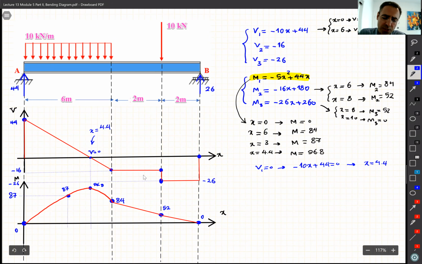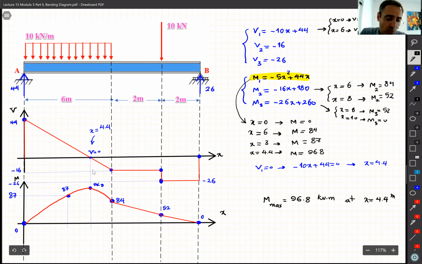You can also go further and check the area to make sure, but you don't have to. That's something you can do later if you have time, all right? And looking at these graphs, we can find that M max, the biggest number that we can see here, is 96.8 kilonewton meter. That's our M max. And where this M max happens is at x equal to 4.4. So this beam is going to break at that point.